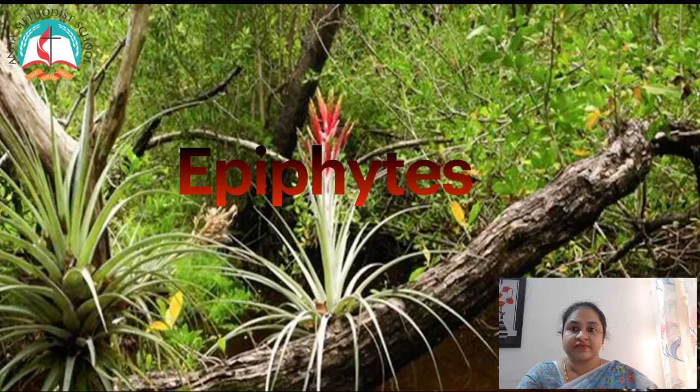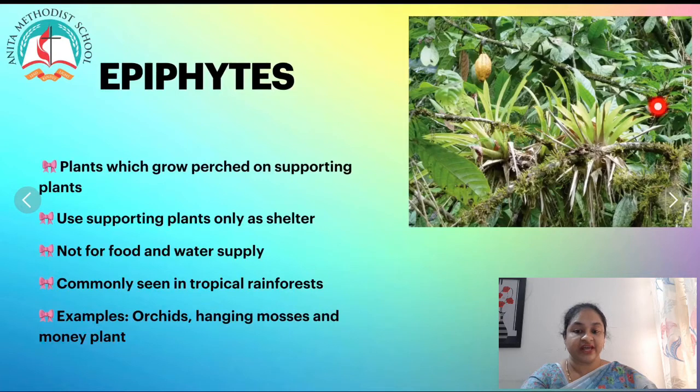Epiphytes we have already learnt in biotic factors also. Epiphytes are plants which are perched on the supporting plant, and they use the supporting plant only as a shelter and not for food and water supply. These types of plants are seen mostly in tropical rainforest. Examples for that are orchids, hanging mosses, and money plants.